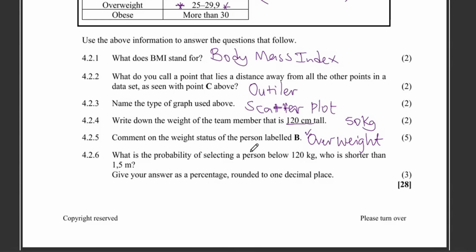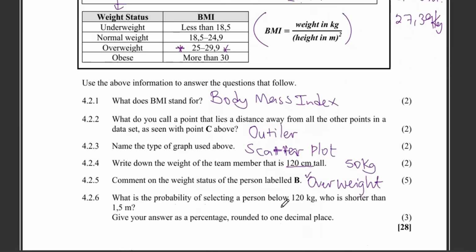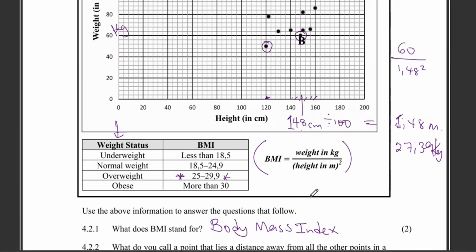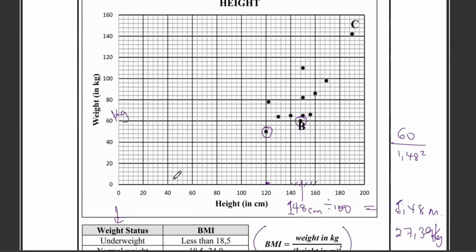What is the probability of selecting a person below 120 kg who is shorter than 1.5 meter? So what we do there, it's going to be 120 kg. This one is 0 because now it is less than, below 120, okay? And the shorter than 1.5, shorter than 1.5.